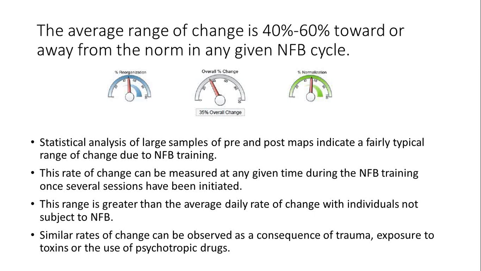And where are we getting those numbers? We're pulling them from the overall percent of change. So the overall change was 35%. What amount of that 35% change, what amount of the change was towards normalization? Well, in this case, 50%. What amount of the change went away, the other way, towards the tails of the curve?